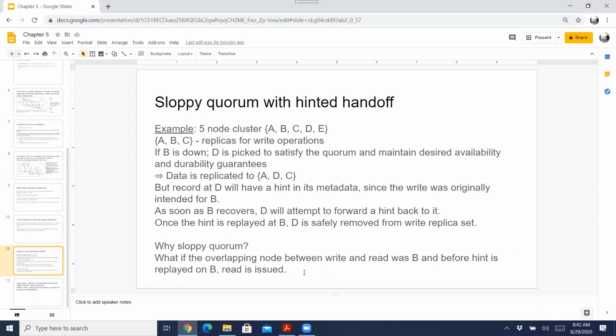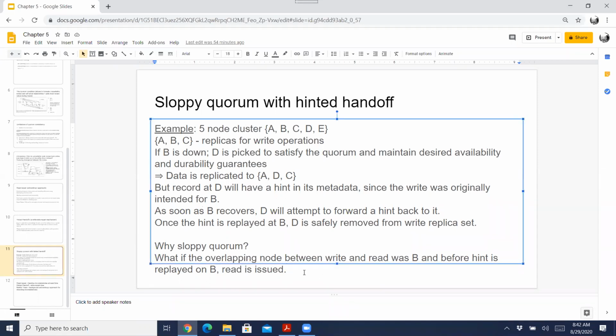Yeah, so that is an approach that is followed to ensure that. Here I'm not understanding one thing. If we are writing to A, B, and C, then why are we calling them replicas? What does a replica mean for a write operation? Replica means something that mirrors the original, right? Maybe I was confusing. I meant to say that these are the write quorum set.